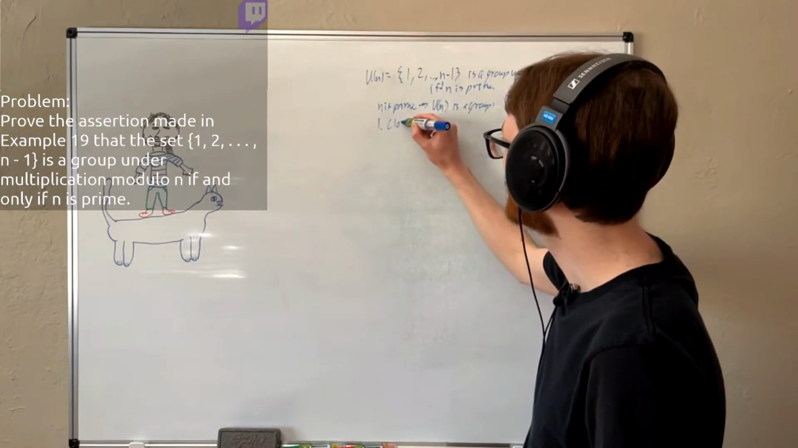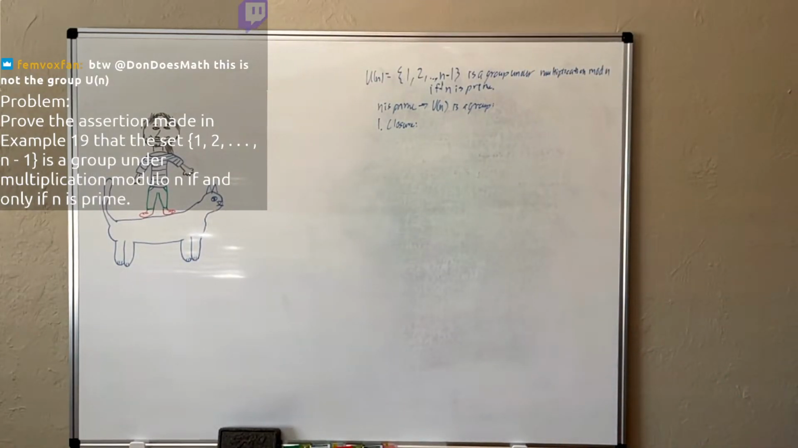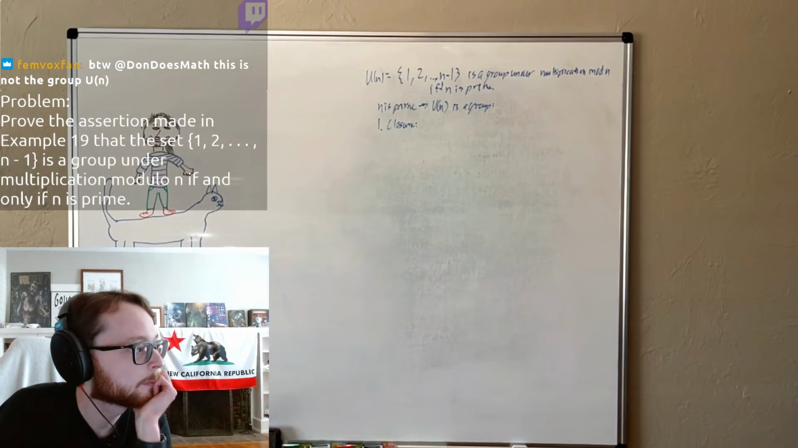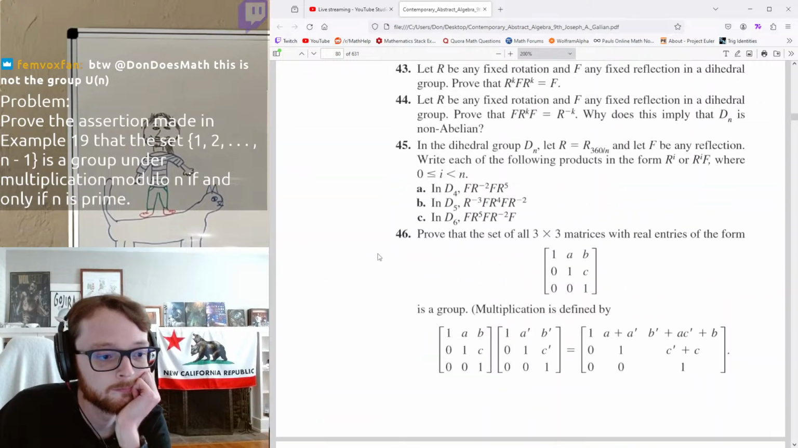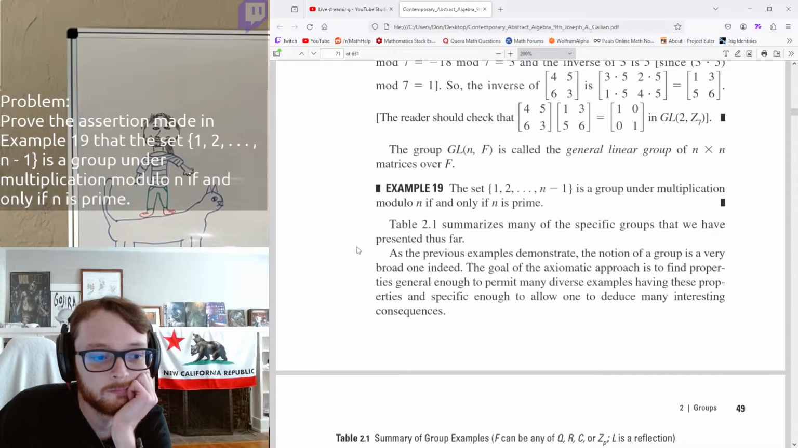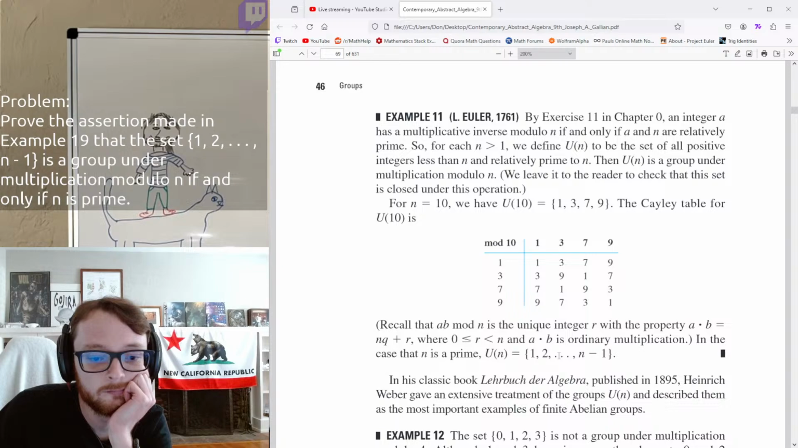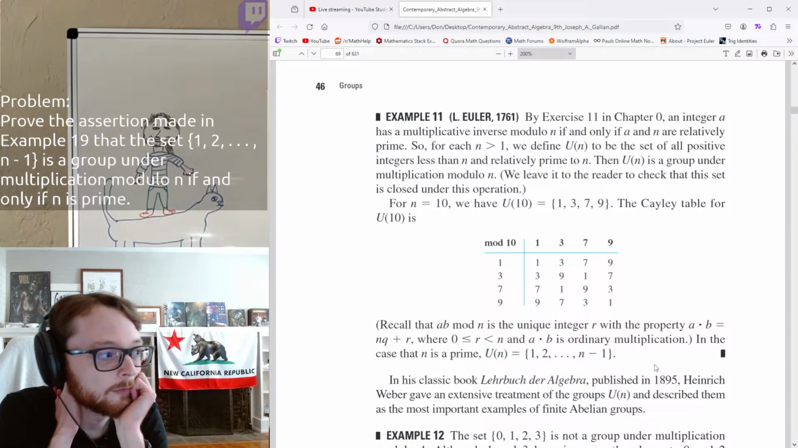So if we want to worry about closure first, this is not the group U of n? I thought it was. I can change my naming scheme. Let me show why I was thinking that though. In the case that n is prime, U of n equals that. That's why I was saying that.